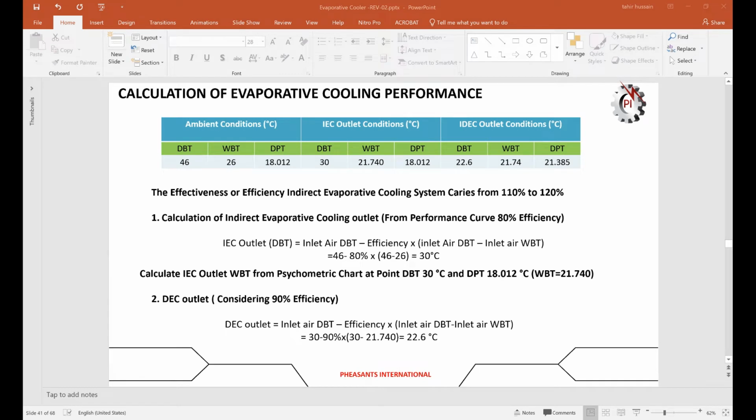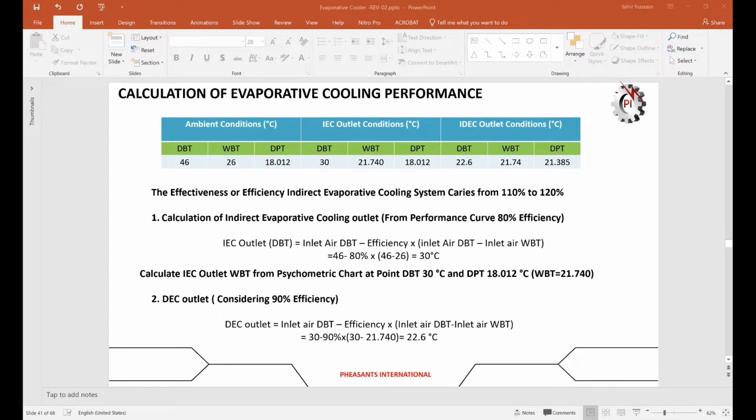Hello friends, this is the last session of the last two videos. This is the third video of the evaporator cooling system. Especially we are discussing the IDEC system, indirect evaporator cooling system. In this video we will discuss how to design and make the calculation. We will do some case study and the calculation also for the IDEC system.